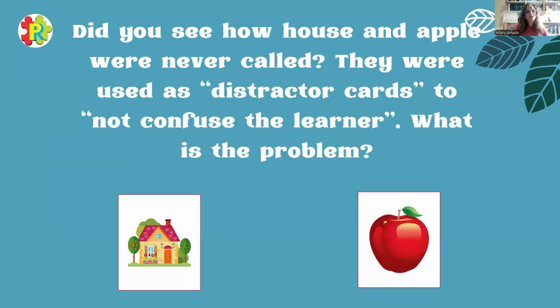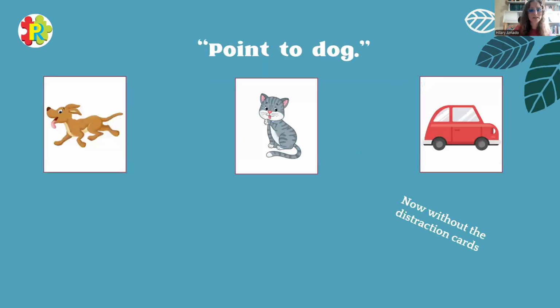Good job. So you noticed again how the house and apple were never called. These were distractor cards. The idea was not to confuse the learner, but what's the problem when you use distractor cards? And obviously, like in a real trial, you wouldn't be saying out loud or signaling to the learner, I'm not going to ask for apple or house. But again, never use distractor cards. End of sentence. So what's the problem here?